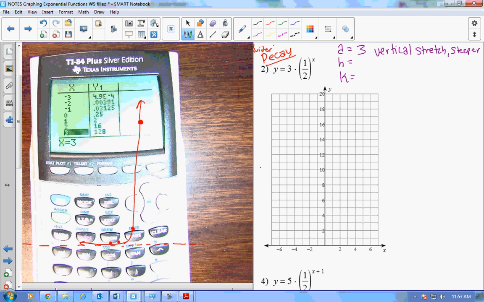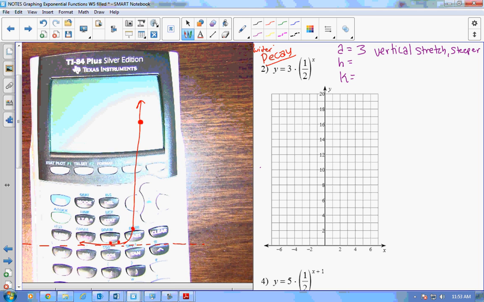Okay. Fingers in the air. What number is being added or subtracted to this x? Because that would be in the h position. What number is up here in the exponent? Good. That's being added or subtracted to the x. It is a 0, because there's not one there. So that means our horizontal shift is none.